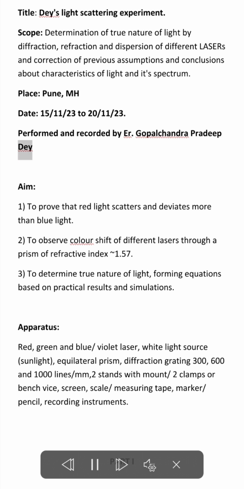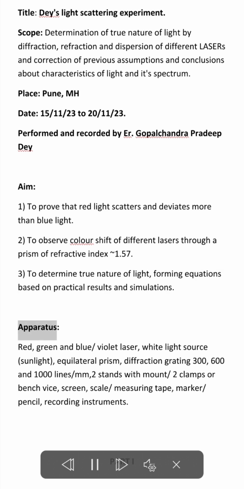Gopalchandra Pradeep Day. Aim: 1. To prove that red light scatters and deviates more than blue light. 2. To observe color shift of different lasers through a prism of refractive index 1.57. 3. To determine true nature of light, forming equations based on practical results and simulations.